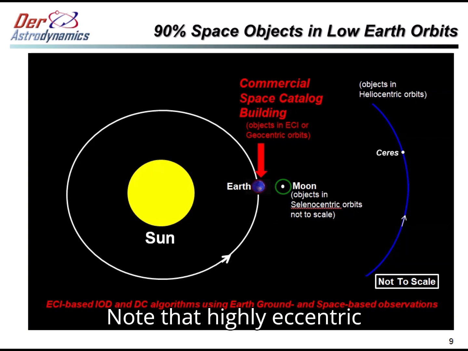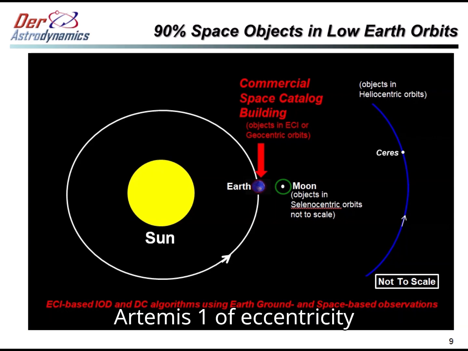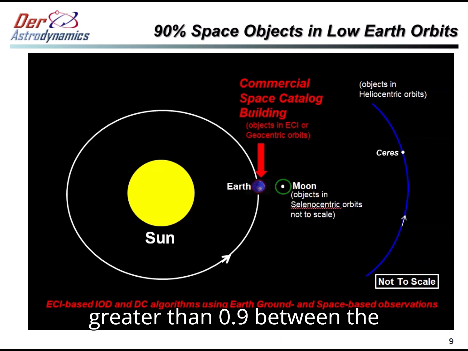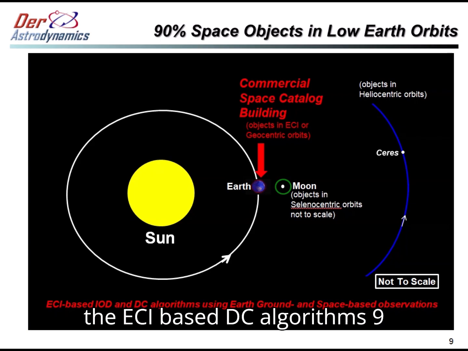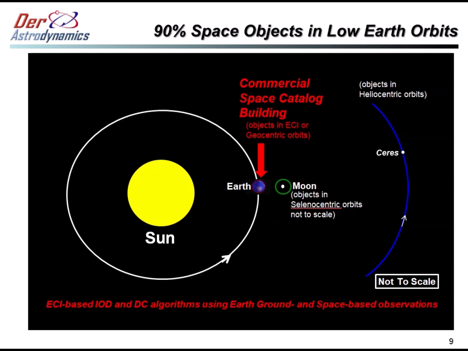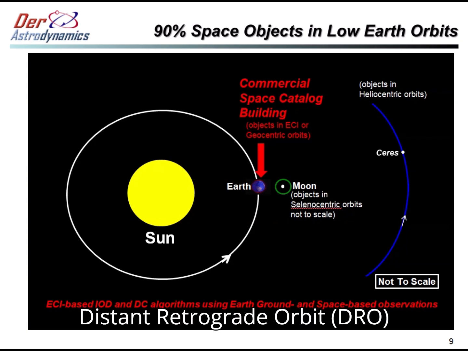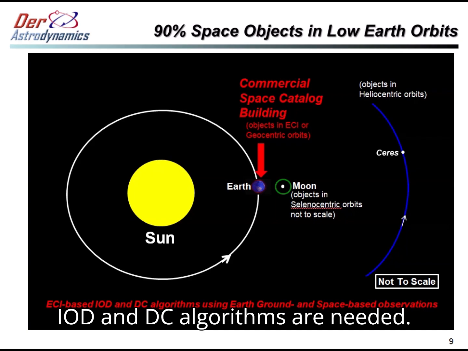Note that highly eccentric cislunar trajectories, such as those of Artemis 1, of eccentricity greater than 0.9 between the Earth and the Moon, are geocentric and should be processed by the ECI-based DC algorithms 9 to 12. However, if the observations of an object collected from ECI ground-based sensors are in distant retrograde orbit, DRO, around the Moon, then MCI-based IOD and DC algorithms are needed.